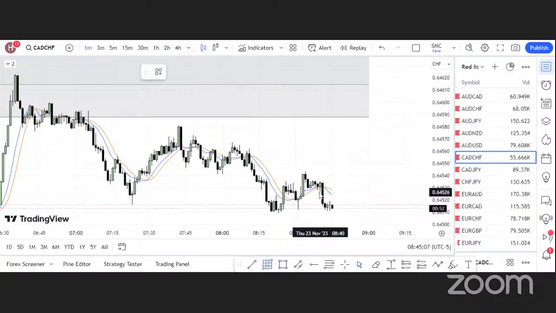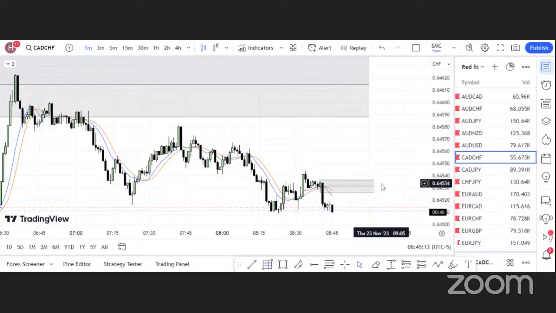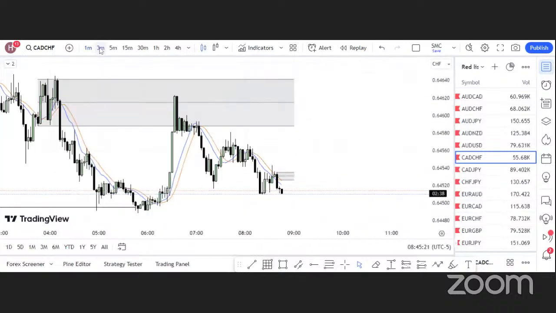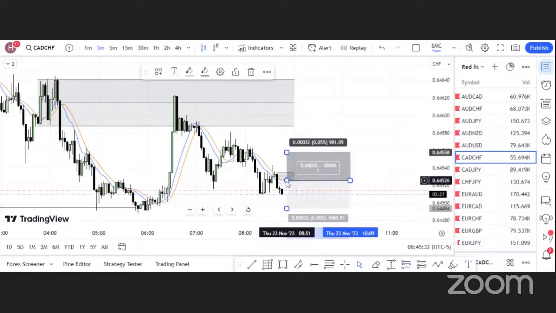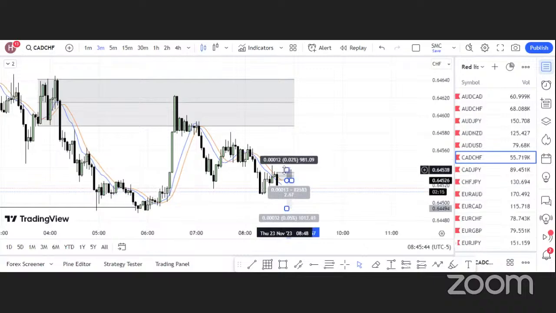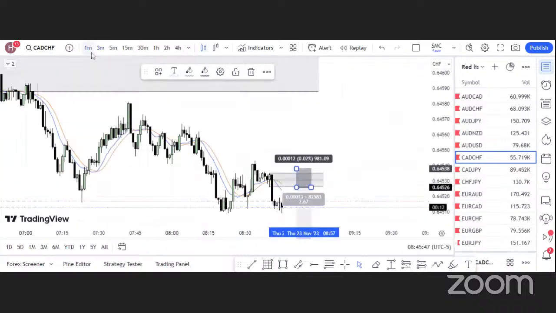So we have all this area. The market hasn't retested. So let's give this a little bit of time. Let's see if the market is going to come here to retest that. If the market does come back to make the retest, then we take our entry from here. Okay, so that's the 1 minute.